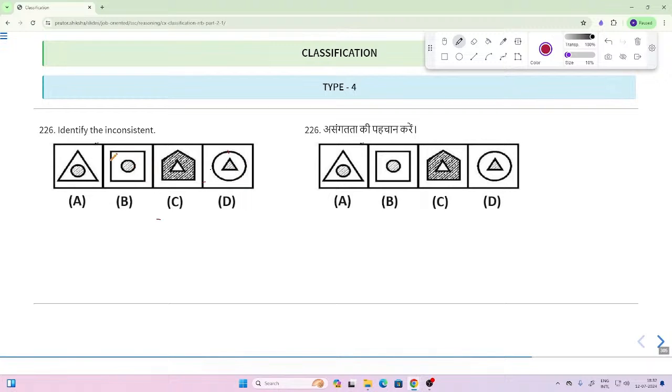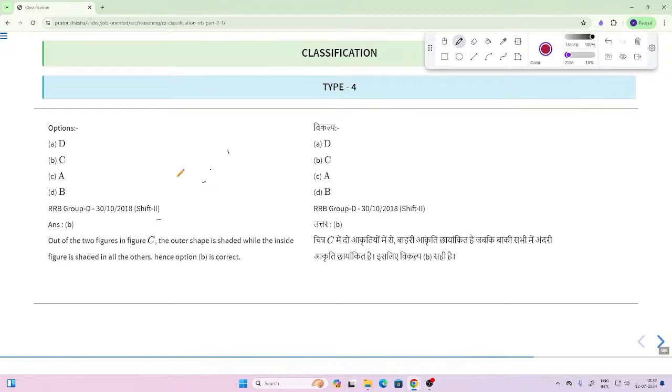Next we have ABCD again: A is a triangle with a circle which is filled, B is a square which has a filled in circle, C is a pentagon which is filled in and an empty triangle in the middle, and D is a circle with a filled in triangle. From this description it's obvious that C, in which the smaller internal figure is empty while the external figure is filled, is the odd one out. Out of the 2 figures in C, the outer is shaded while the inside is shaded in all the others, hence option B is correct.